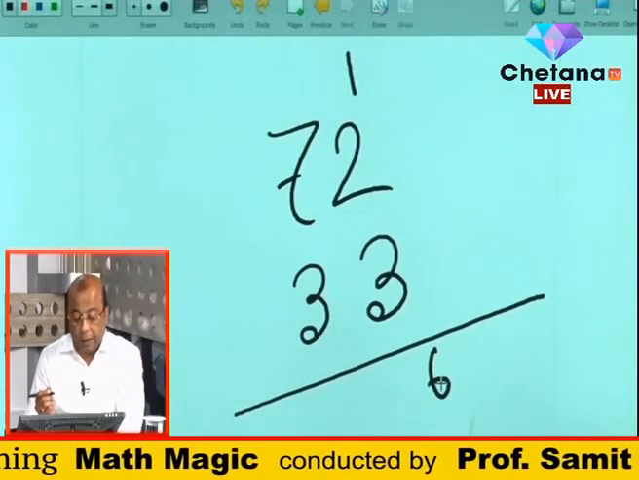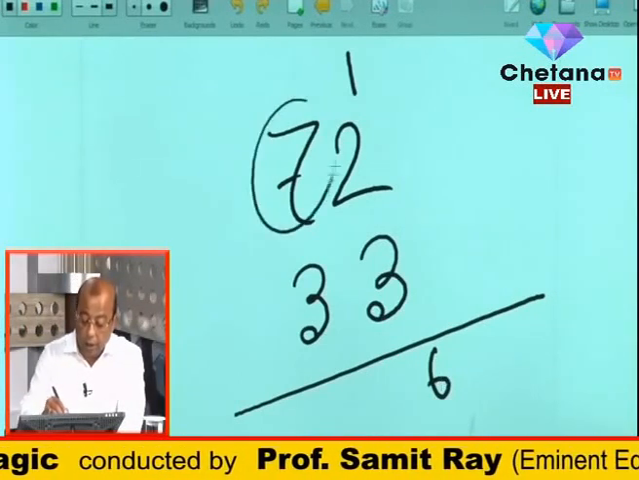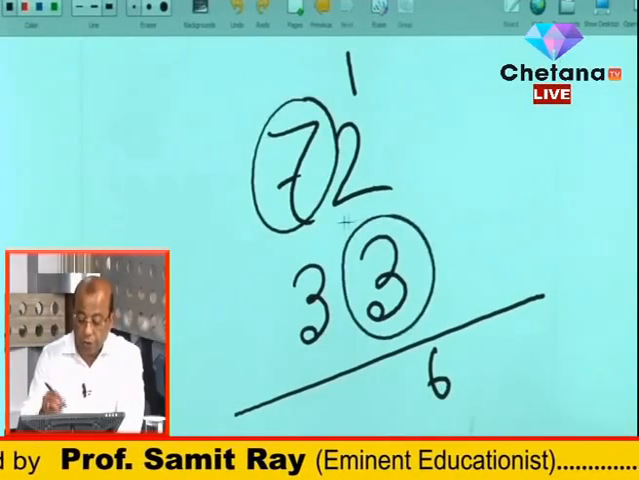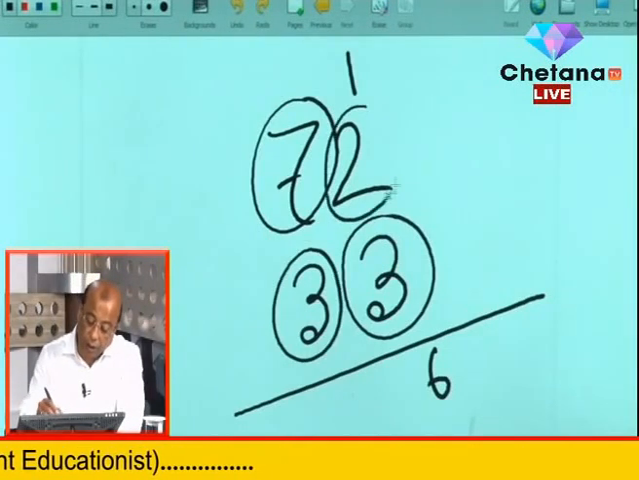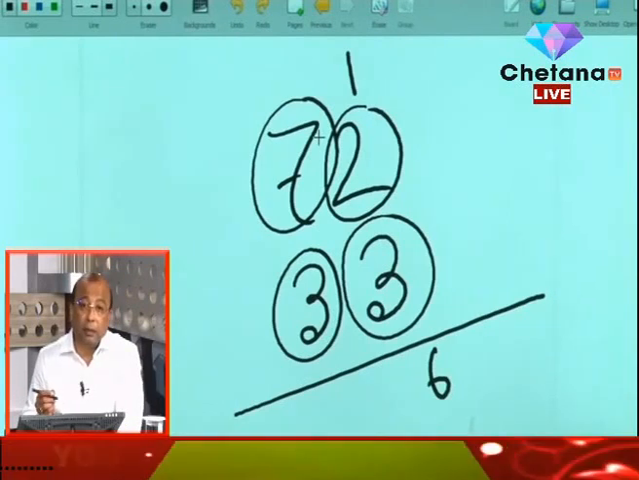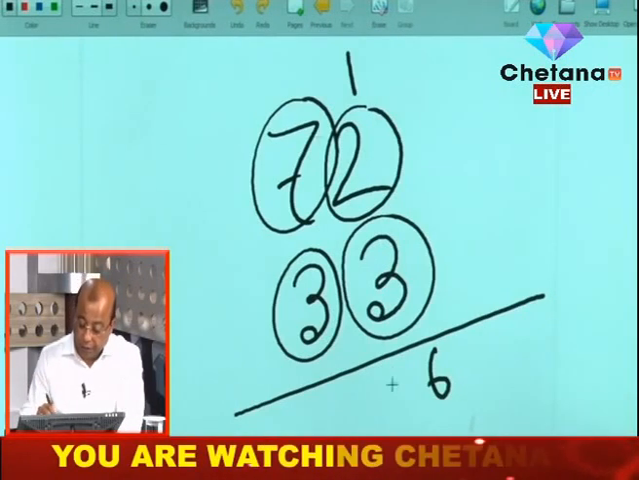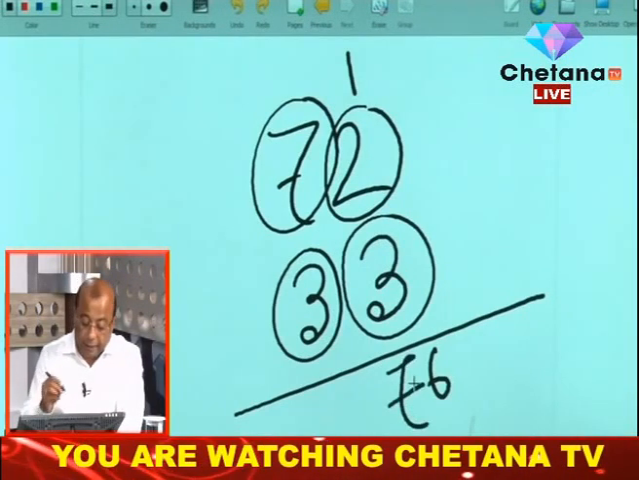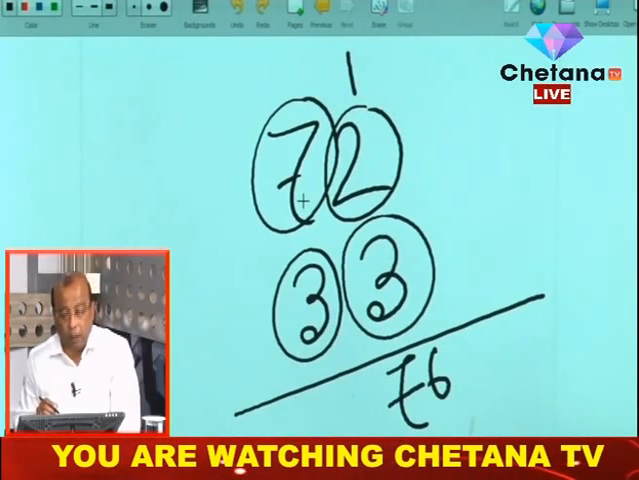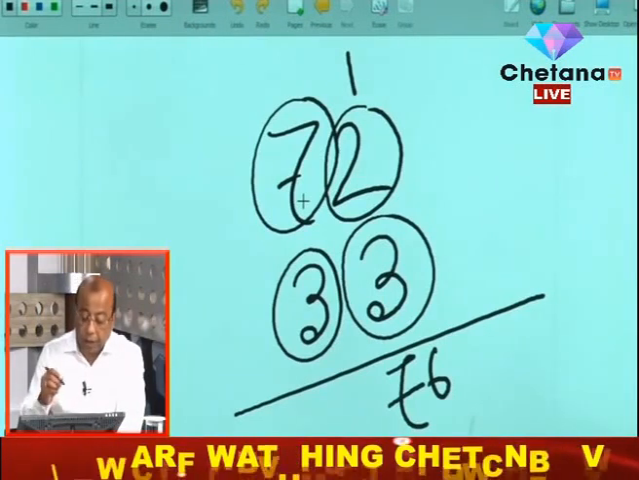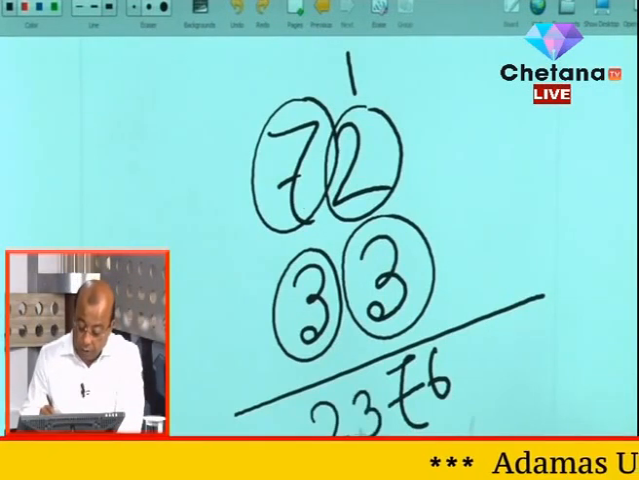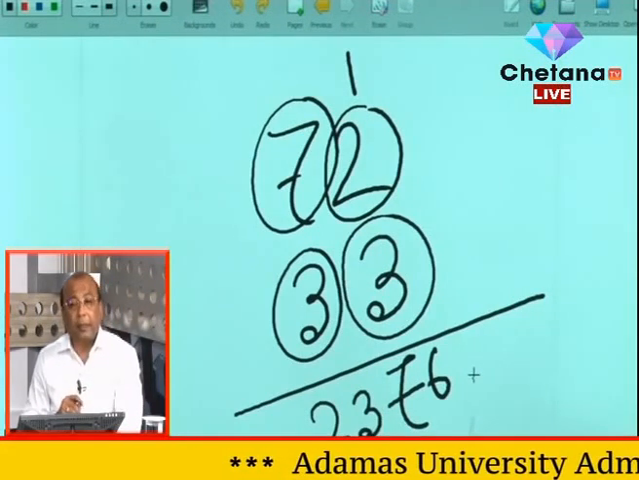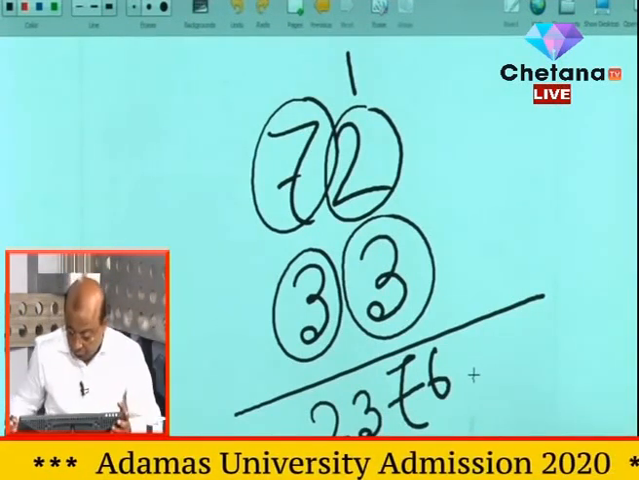Right? Next cross, the diagonally cross. 7 into 3, 21. And 3 into 2, 6. 21 plus 6, 27. 2 in hand. Next straight. 3 into 7, 21 plus 2, that is 23. 2, 3, 7, 6. I think it is clear to all of my students.